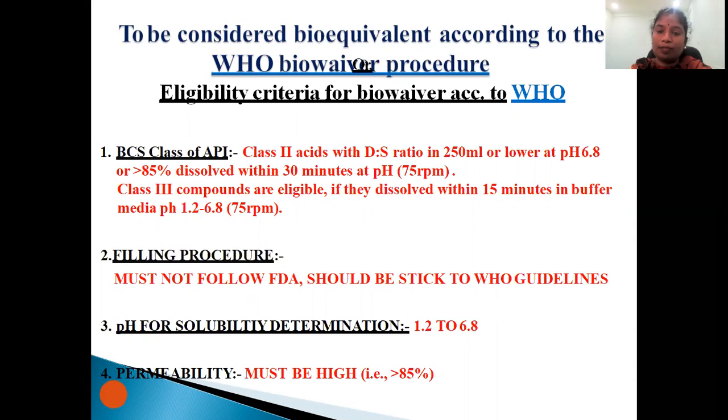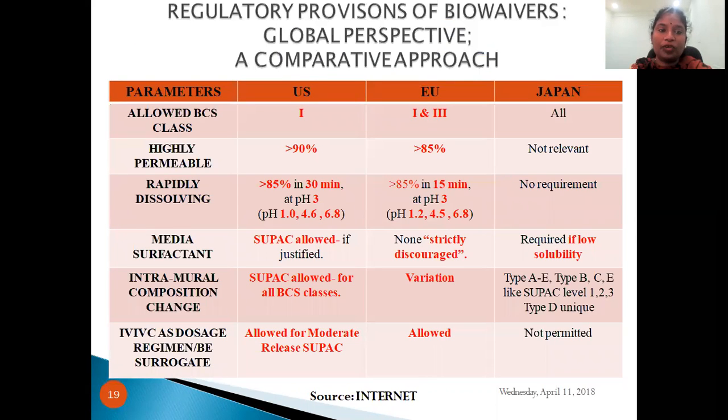Next is the regulatory provisions for biowaivers. These are the regulations of the US, the EU (European Union) and Japan. In the US, they consider only class 1 drugs. In the EU, they consider class 2 and class 3 drugs as well. Japan considers all drugs, but the US considers only class 1 drugs.